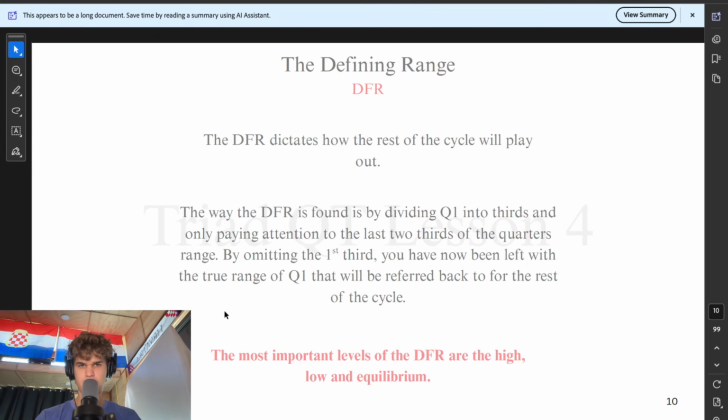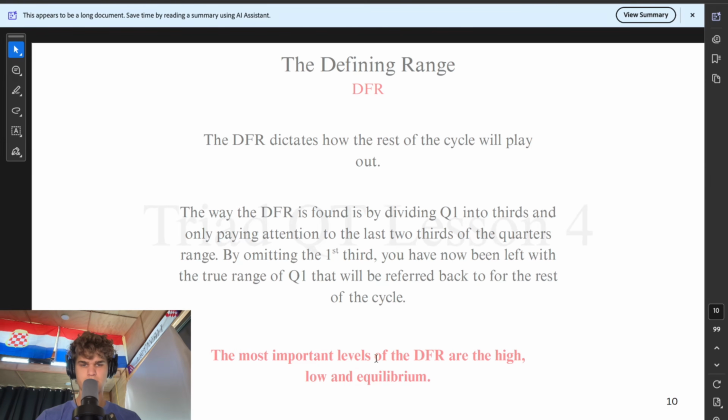Last slide, diving into the DFR. We'll get more into this as the slides continue on. The DFR dictates how the rest of the cycle will play out. Very self-explanatory. The DFR is found by dividing Q1 into thirds and only paying attention to the last 2/3 of the quarter's range. By omitting the first third, you have now been left with the true range of quarter 1 that will be referred back to for the rest of the cycle.